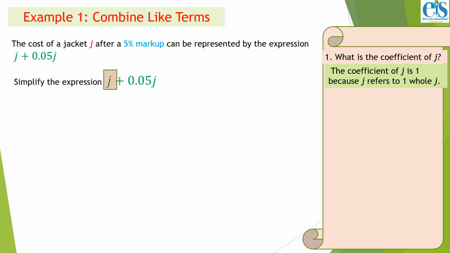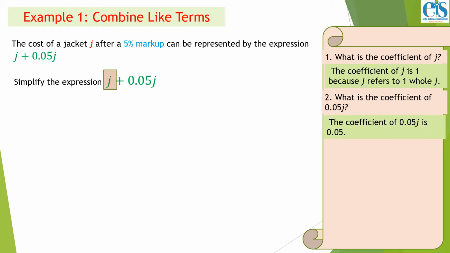The coefficient of J is 1 because J refers to one whole J, or you apply the identity property here, which means any variable is always multiplied by 1, so it is 1J. What's the coefficient of 0.05J? The coefficient of 0.05J is 0.05. Why is the correct expression J plus 0.05J and not J plus 5J?